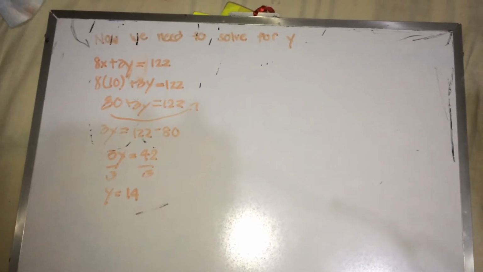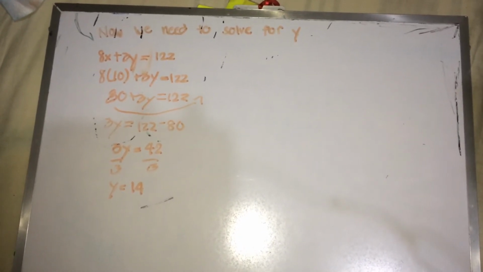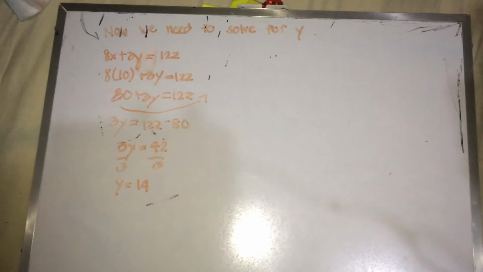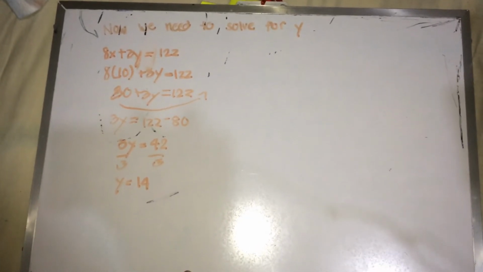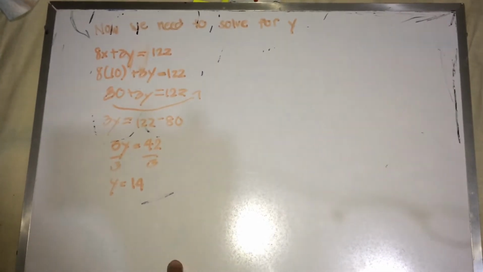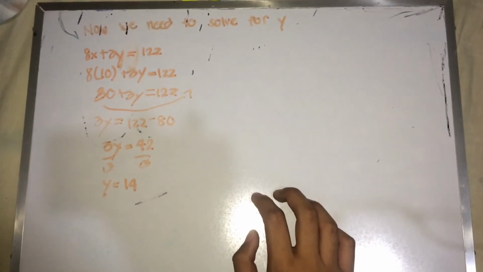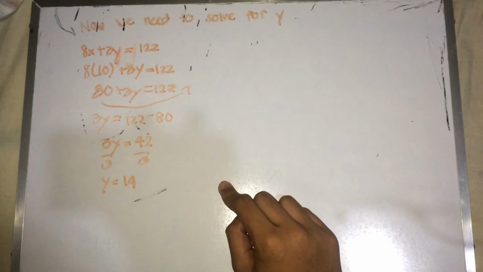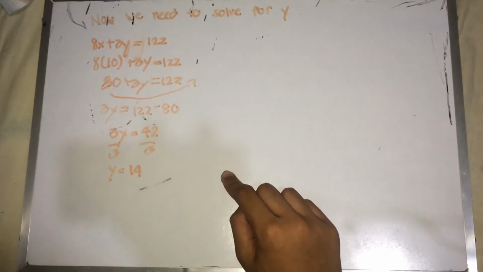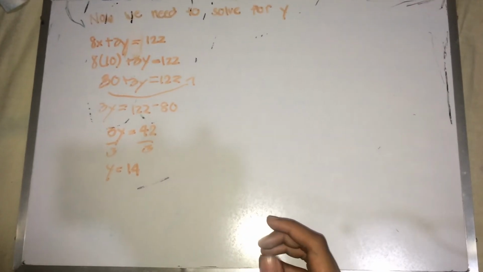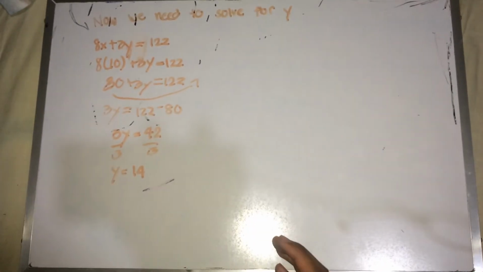To get y, we need one equation. So we'll use the equation 8x plus 3y equals 122. Now we need to replace our x with 10. Now 8 times 10 is 80. So you put it there and that will be 80 plus 3y equals 122. You transpose 80 to the other side and there you have it.